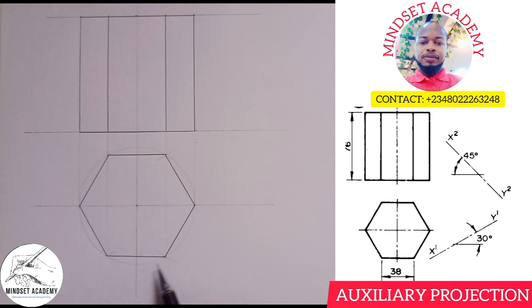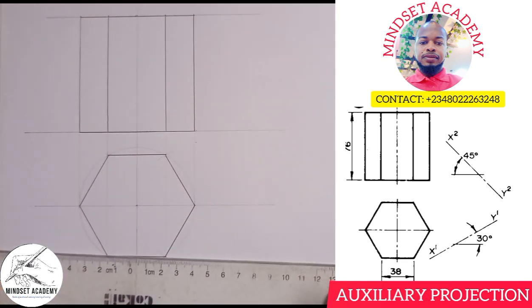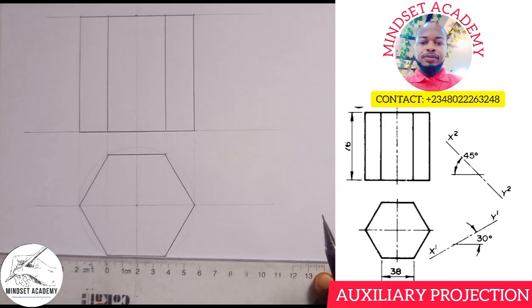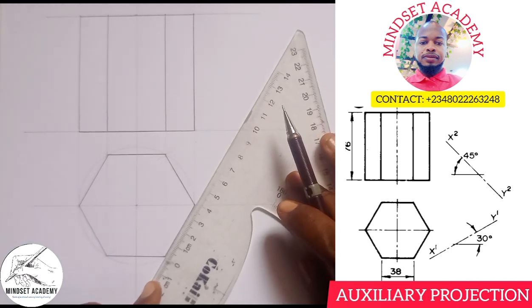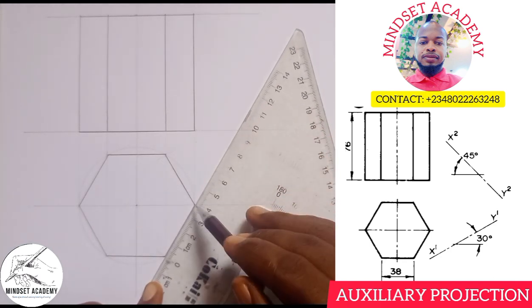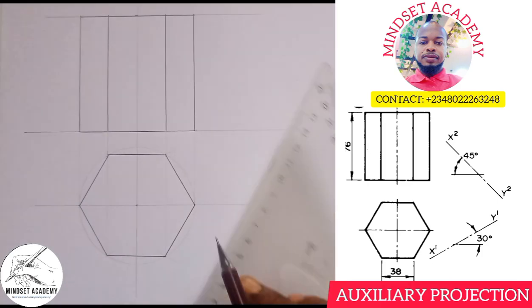Now let's see. We said each of these sides is 38, and let's see if we're getting 38. So from 0, can you see that? This is 38. Here also ought to be 38. From 0, that is another 38. So each of the sides is 38.